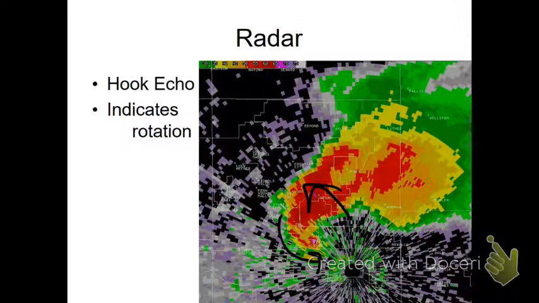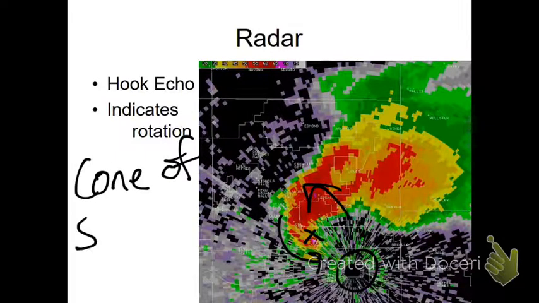This is an actual tornado radar image. The tornado is actually right there. This is the site of the radar. Where you see the black circle there, that is called the cone of silence. Since the radar cannot be pointed straight up, in the area directly above the radar site, you will not be able to see any kind of precipitation.